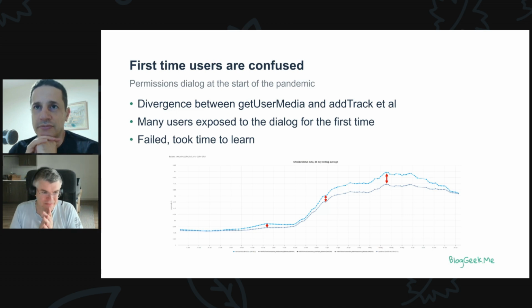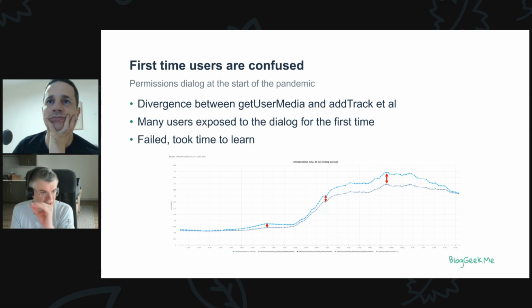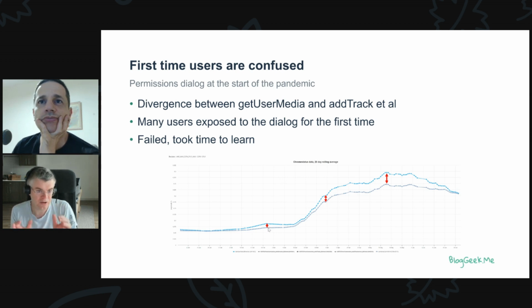So what we see at the first red arrow is that in February 2020, there was a divergence. More GetUserMedia calls happened, but AddTrack didn't follow at the same rate. And that huge change was when China did a lockdown and started to use video conferencing.